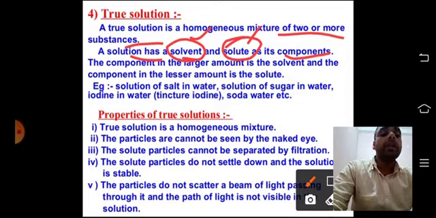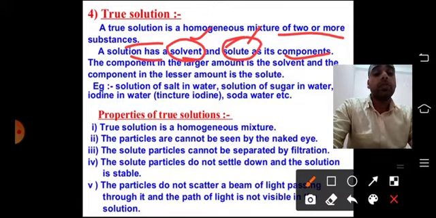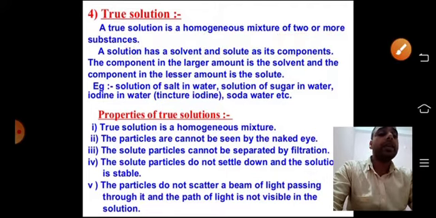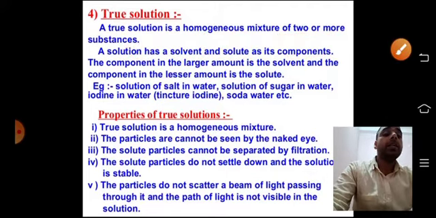The component in the larger amount is the solvent, and the component in the lesser amount is the solute. Examples are a solution of salt in water, a solution of sugar in water, iodine in water, and soda water. These are all examples of true solutions.